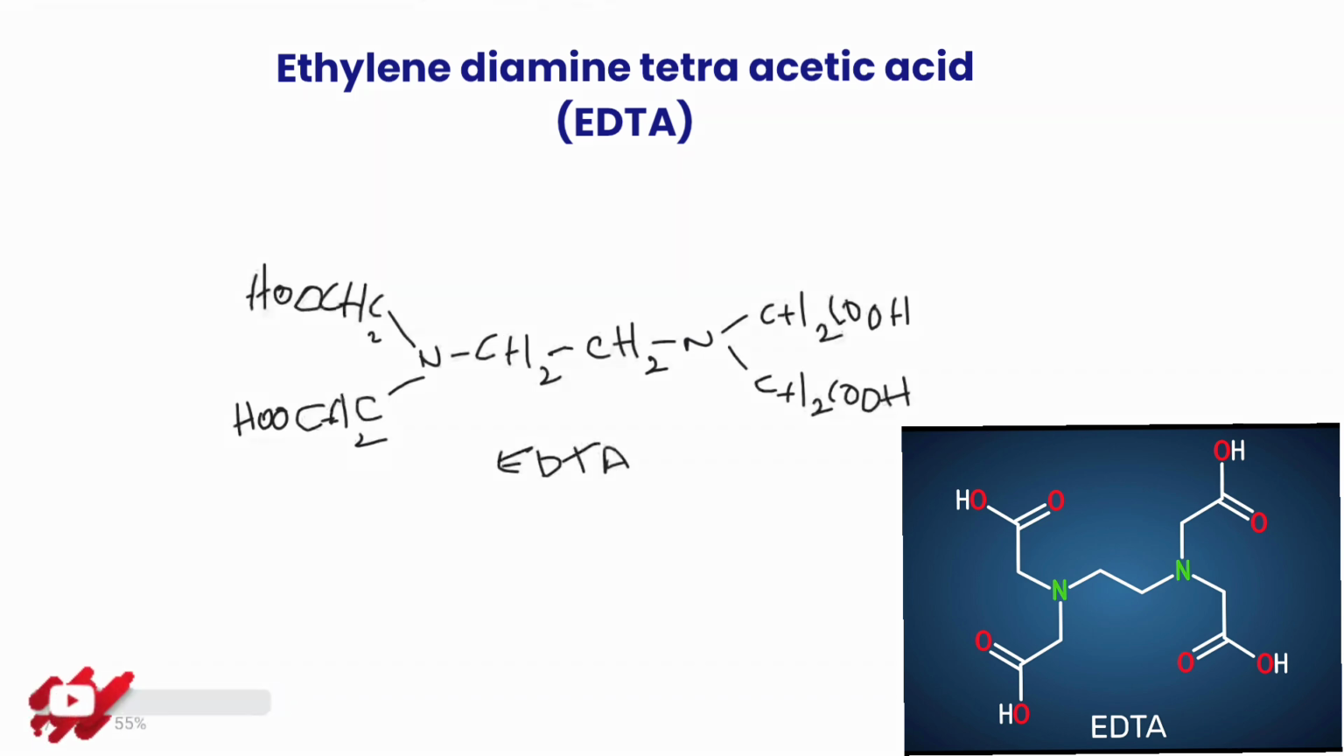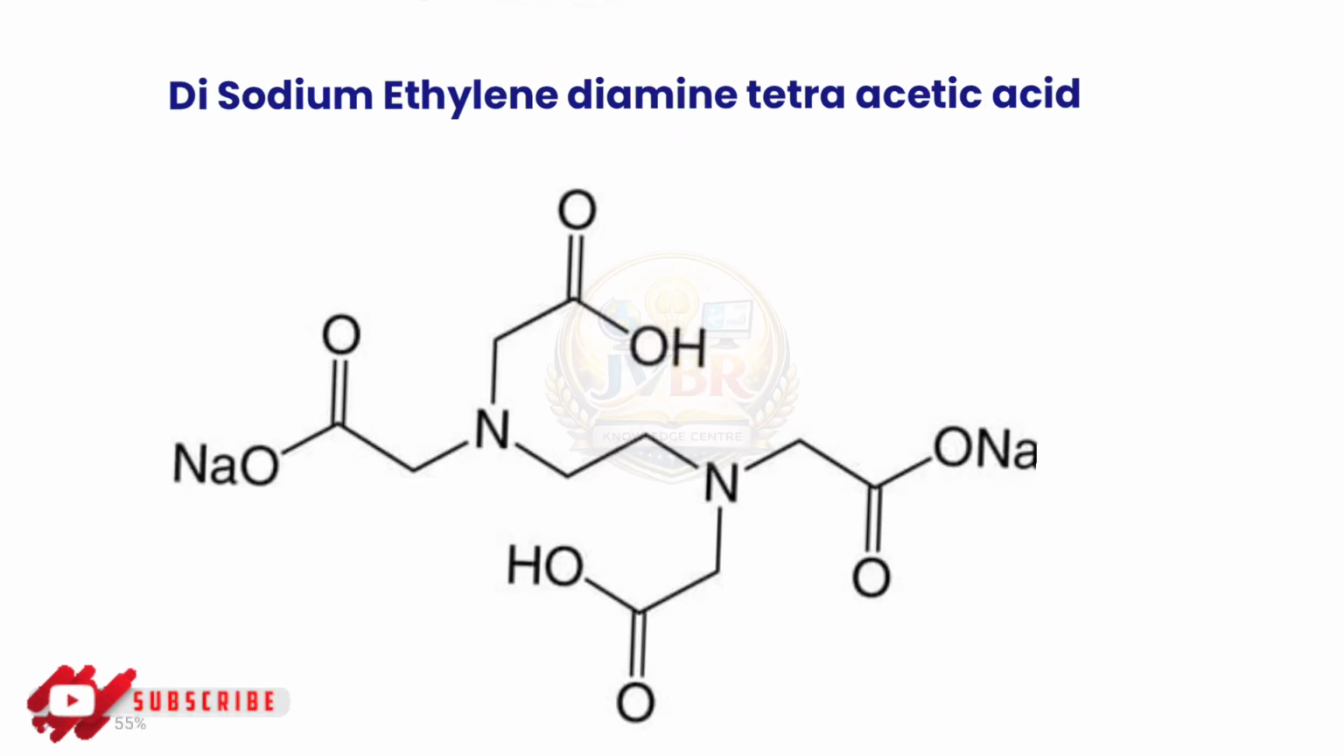In this structure, 2 nitrogen atoms are there, 4 acetic acid groups, and an ethylene bridge between the 2 nitrogen atoms. E is ethylene, CH2CH2, diamine, 2 nitrogens are there. Tetra means 4, acetic acid, 4 acetic acid groups are there: 1, 2, 3, 4. And this is the disodium salt of EDTA. In this analysis, we are going to use the disodium salt of EDTA.